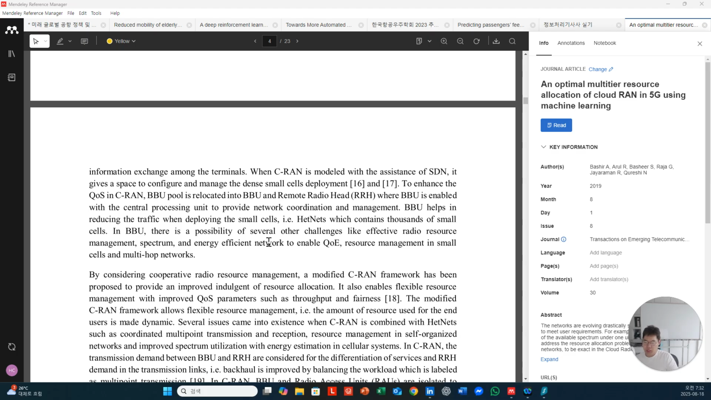By considering operator radio resource management, modified sharing frameworks have been proposed to provide an improved engagement of resource allocation. It also enables flexible resource management with improved QoS parameters such as throughput and fairness. The modified sharing frameworks allow flexible resource management, i.e. the amount of resource used for the end users is made dynamic. Several issues came into existence when sharing is combined with HetNet, such as coordinated multi-point transmission and reception, resource management in self-organized networks, and improved spectrum utilization with energy estimation in cellular systems.